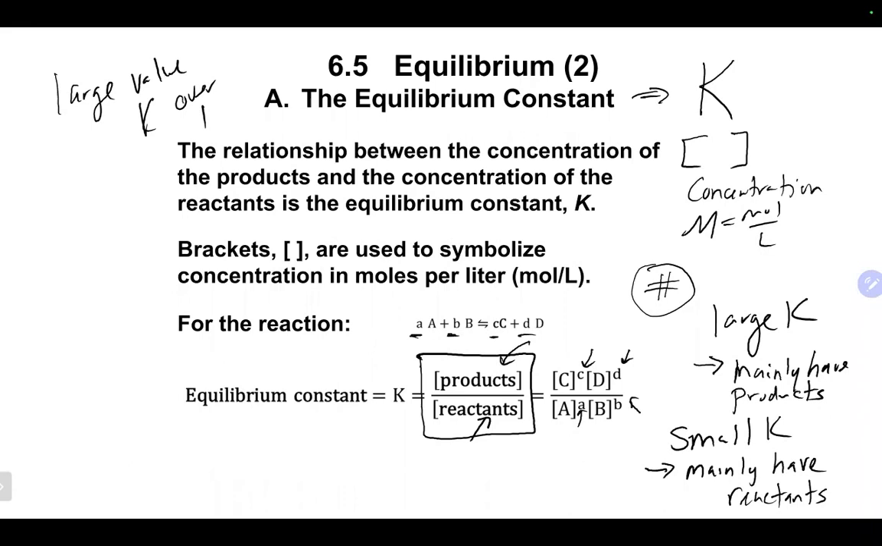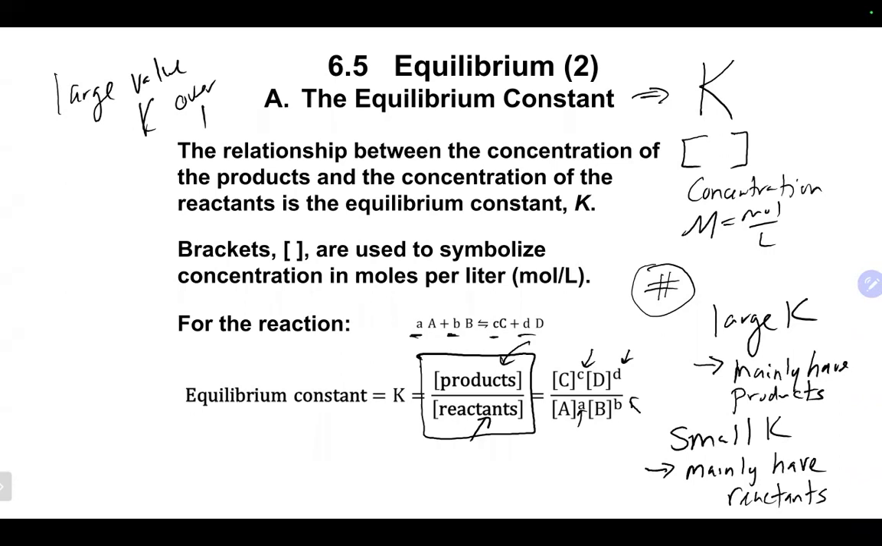It really is just a number. And the number basically tells us one of two things. If you have a large value of K, it will tell you that when that thing reaches equilibrium, you should mainly expect to see products have been formed. If you have a small value of K, what that means is when it reaches equilibrium, you should mainly expect reactants to be formed in that reaction.